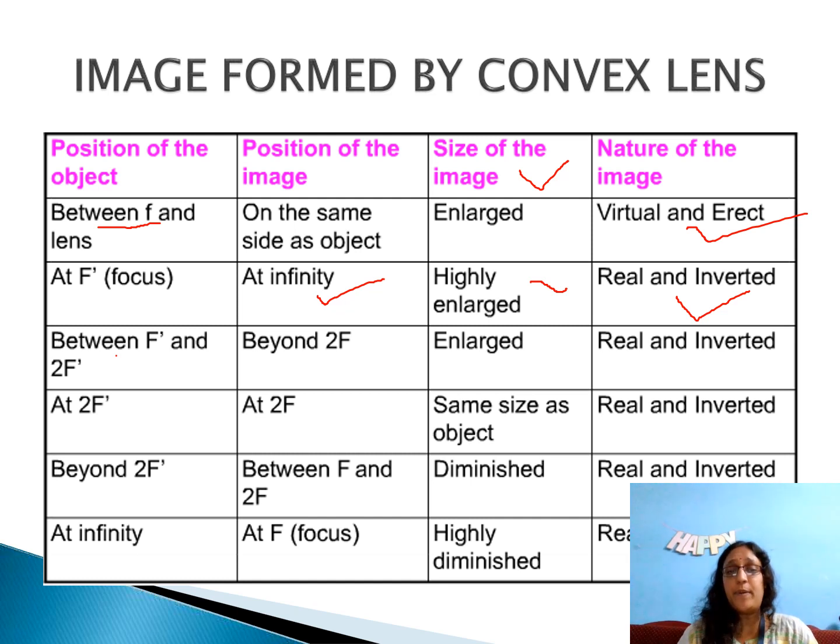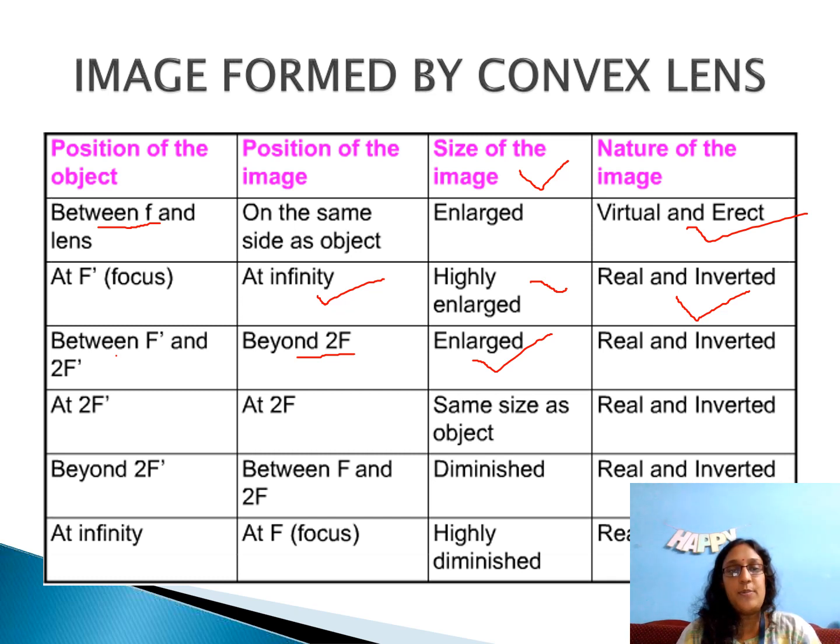So when you place the object between F prime and 2F prime, you'll get the portion of the image behind 2F. And what will be the size of the image? The size of the image will be enlarged, and it is real and inverted. You can study it like this. It will be easy to take in if it is tabulated like this. If you're preparing for an exam, you can keep this tabulation and the ray diagram. You can look at the tabulation and, vice versa, draw the ray diagram. It will be very useful for you.